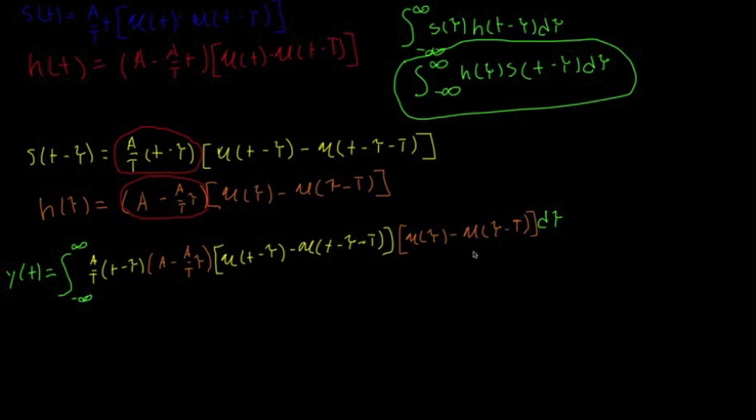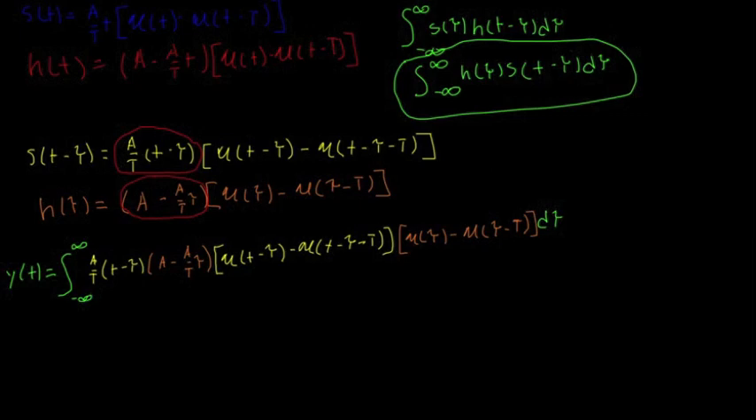So looking at this, we can see that all we did was take apart the s of t minus tau and the h of t, the h of tau, excuse me, and we put them together to form the actual convolution integral for the output of the matched filter. And it's color coordinated, and you will see why we put it this way momentarily.